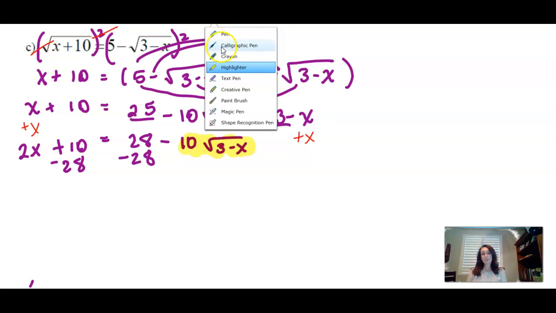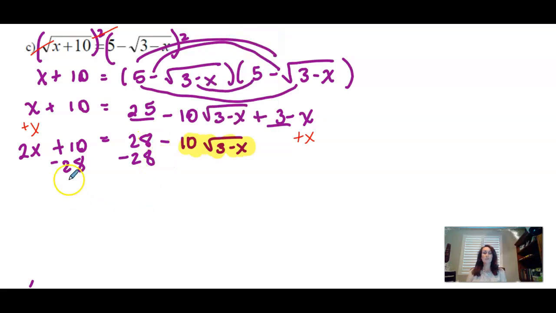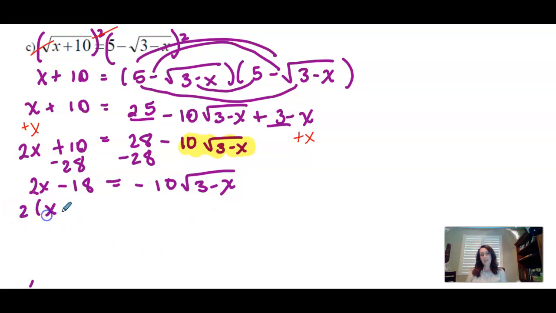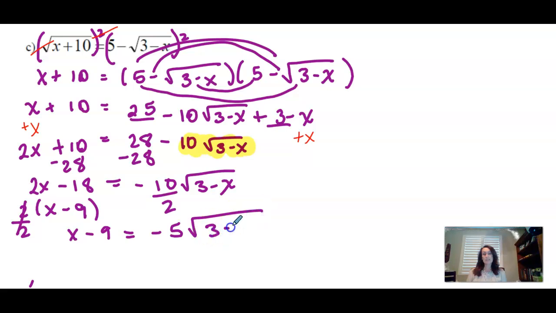All right, so I took the 28, it was positive, so I subtracted it to the left-hand side. A 10 plus a negative 28 is a negative 18. So this is 2x subtract 18. And that's going to give me equals negative 10 times the square root of 3 subtract x. Now I can factor the 2 out over here. I know that it's a lot of just moving numbers back and forth, but now I can take that 2 and divide it back over to the right-hand side. So now I'm just left with x subtract 9 equals negative 5 times the square root of 3 subtract x.